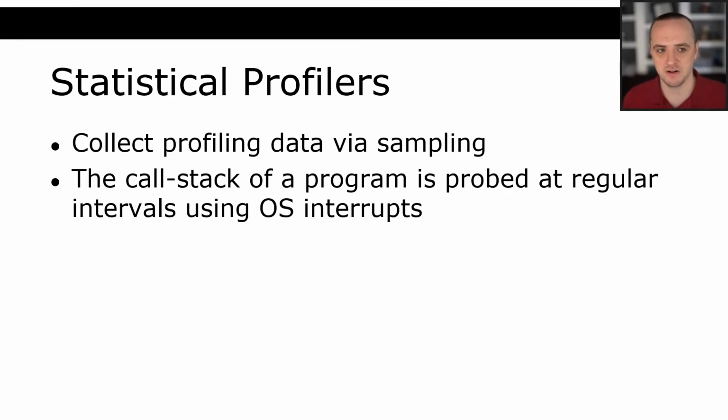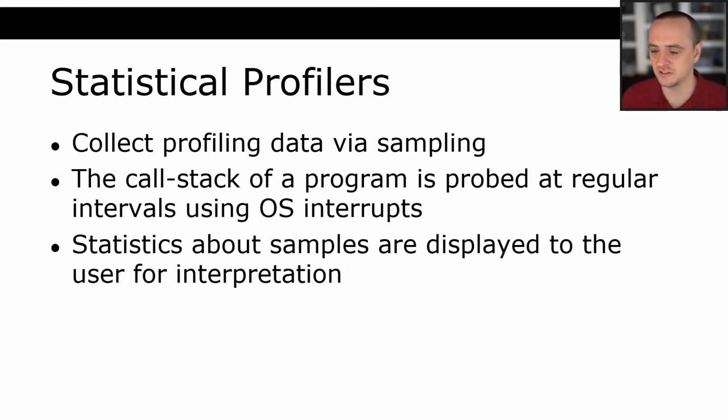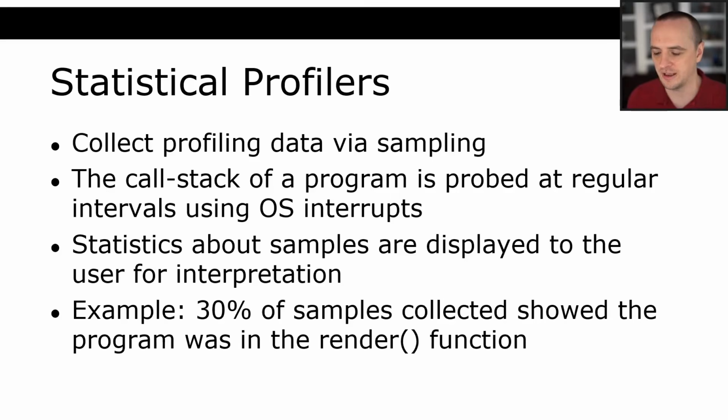And then the idea here is that the statistics about those samples are displayed to the user for interpretation. So, for example, if 30% of the samples collected show that the program is in the render function, then you know that approximately 30% of the running time of your code is the rendering, right? Now, it's not exact, but if you collect enough samples, then it averages out to be pretty close to exact.